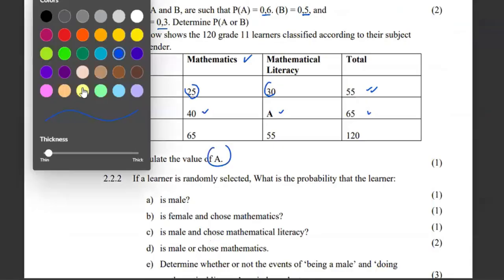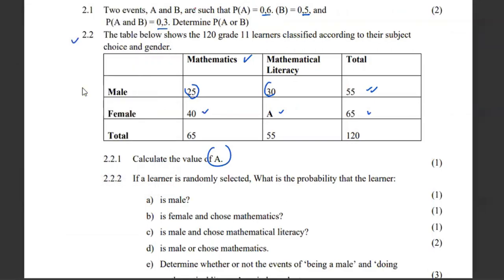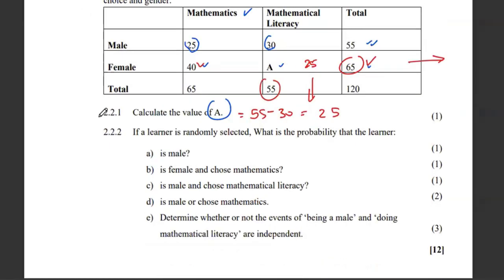So this A can be obtained either using the row or the column. Either way, we have the total of 55, 65, so we can subtract 65 minus 40, it's going to be 25. 55 minus 30 is still 25. So I'll say 55 minus 30 comes to 25. Then if a learner is randomly selected, what is the probability that the learner is male?